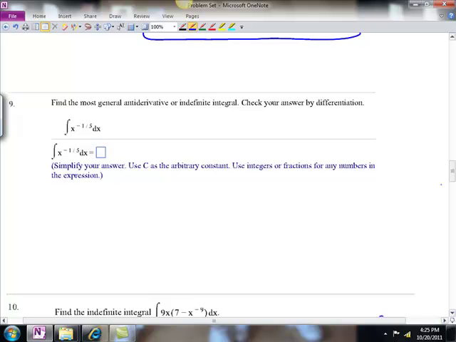Now, okay, for this one, let's write x to the negative 1/5, and we're going to add 5/5. I'm just going to show you what that equals. All right, and so that is 4/5. So we got x to the 4/5 over 4/5. Whenever you're dividing by a fraction, you want to flip it. So your final answer, 5/4 x to the 4/5 plus c.